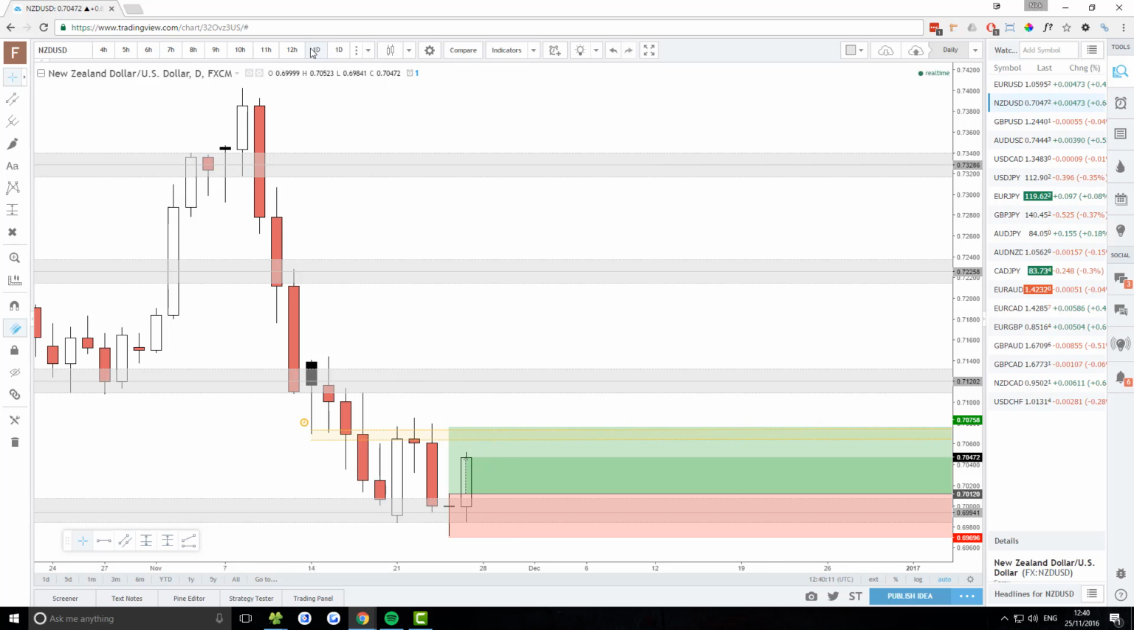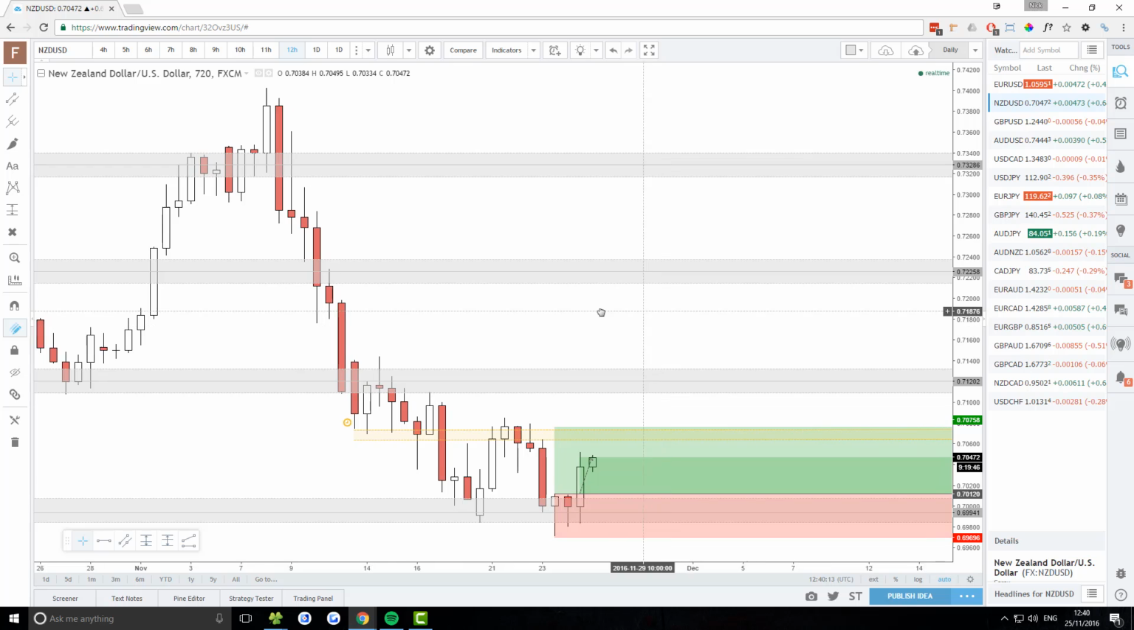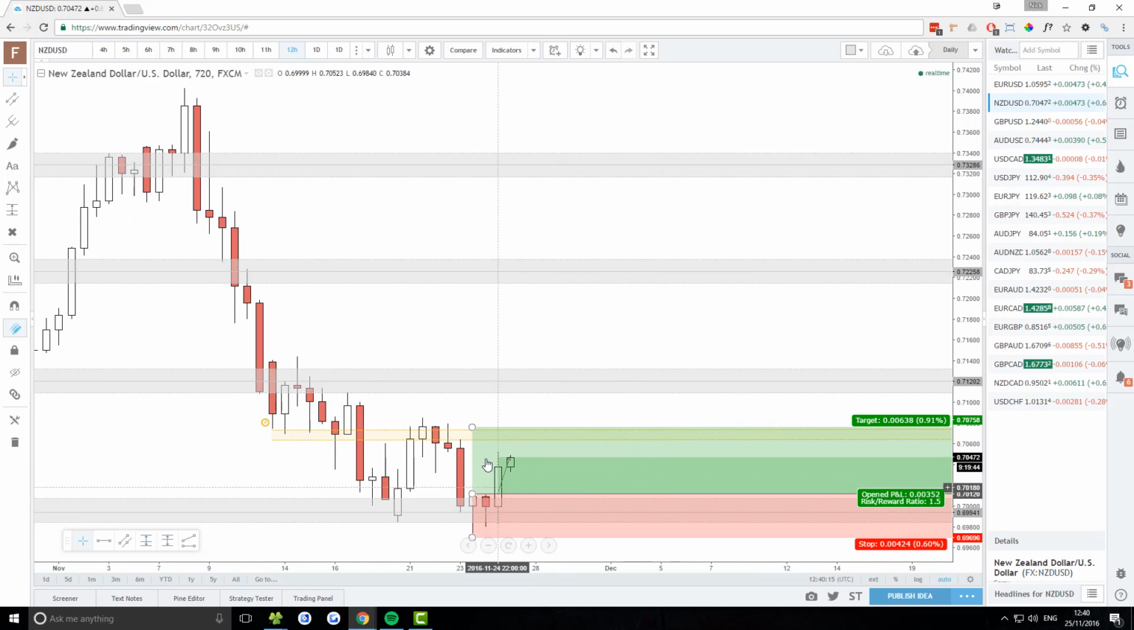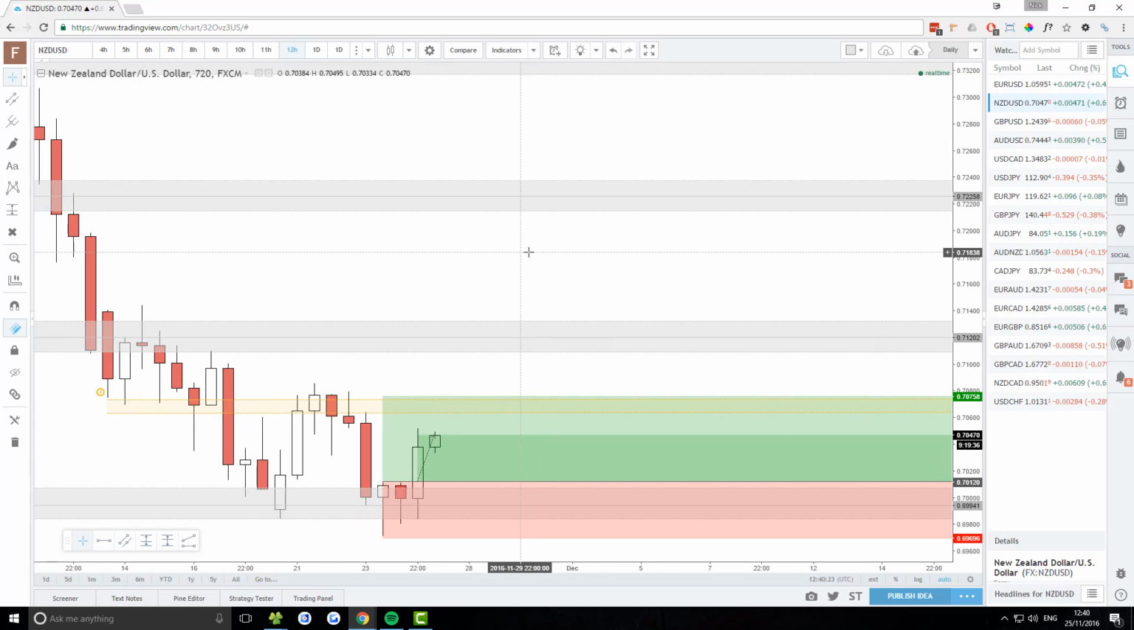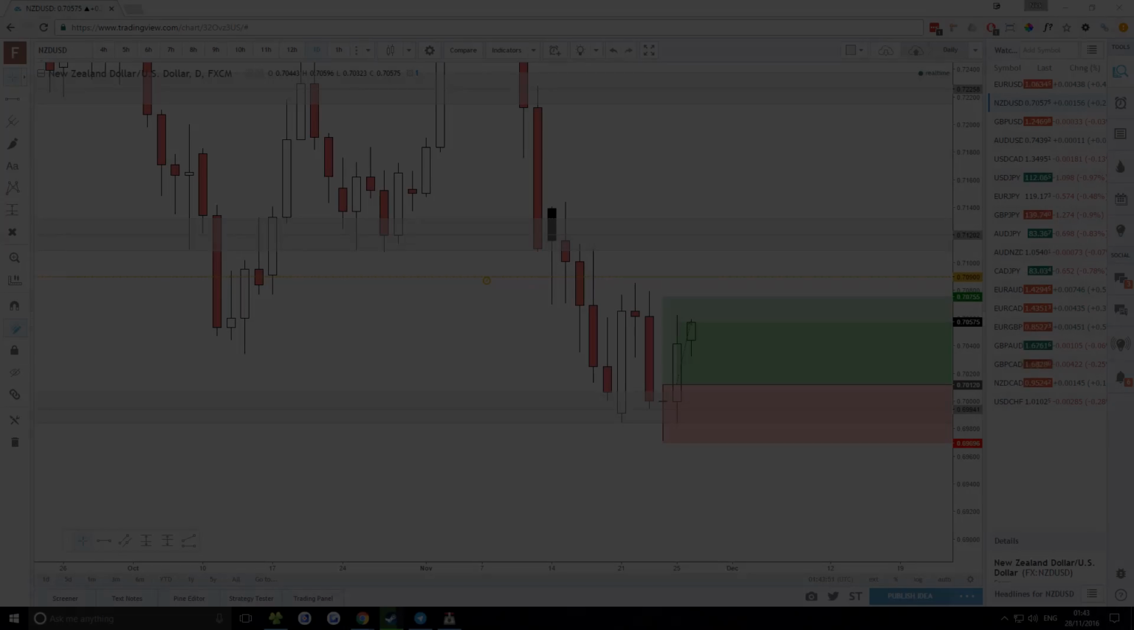Let's drop down to the 12-hour real quick. You can see on the 12-hour, we've got one big bullish candle. Price has pulled back, and now this current candle is moving up. If this candle makes a new high, that would obviously be a good sign. And I'd be pretty confident upon that new high that price is going to at least push up to my 1.5 target. So we'll see how that goes, and I'll keep you updated as the trade progresses.